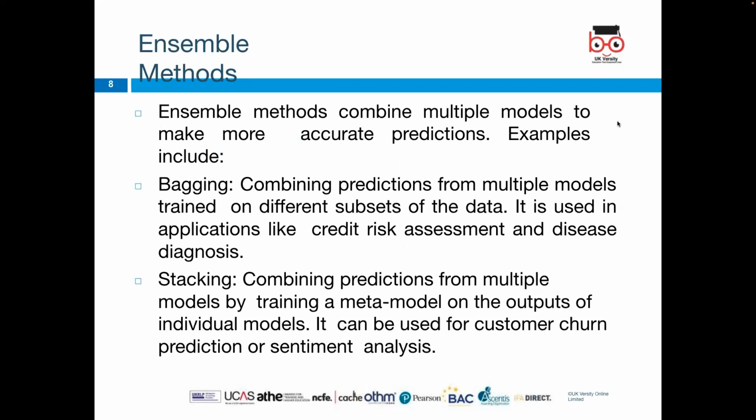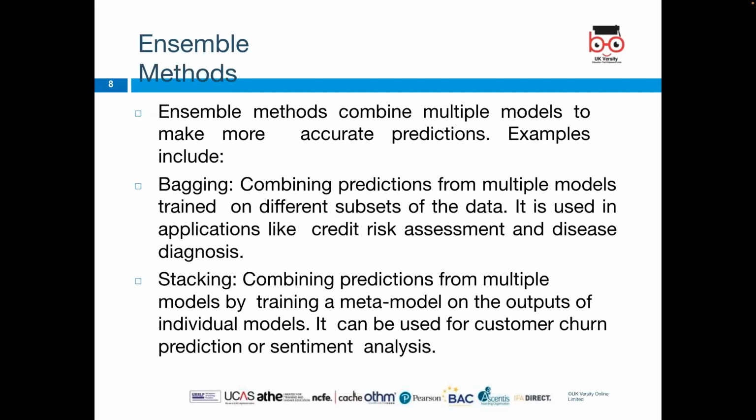The next one is ensemble method. Ensemble methods combine multiple models to make more accurate predictions. Examples include bagging. This means combining predictions from multiple models trained on different subsets of the data. It is used in applications like credit risk assessment and disease diagnosis.